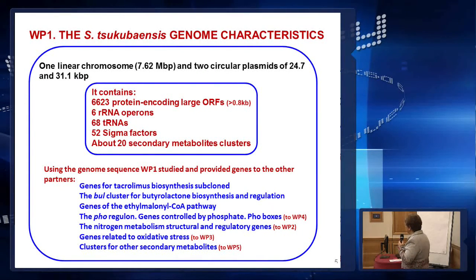Using this genome, we studied the genes for tacrolimus biosynthesis. They were subcloned. We studied a cluster of genes for butyrolactone biosynthesis and regulation, and genes for the ethyl-malonyl-CoA pathway. Also, work package 1 gave the PhoR/PhoP regulon, the genes controlled by phosphate, to work package 4. The nitrogen metabolism, structural and regulatory genes, went to work package 2. The genes related to oxidative stress went to package 3, and clusters for other metabolites to work package 5.